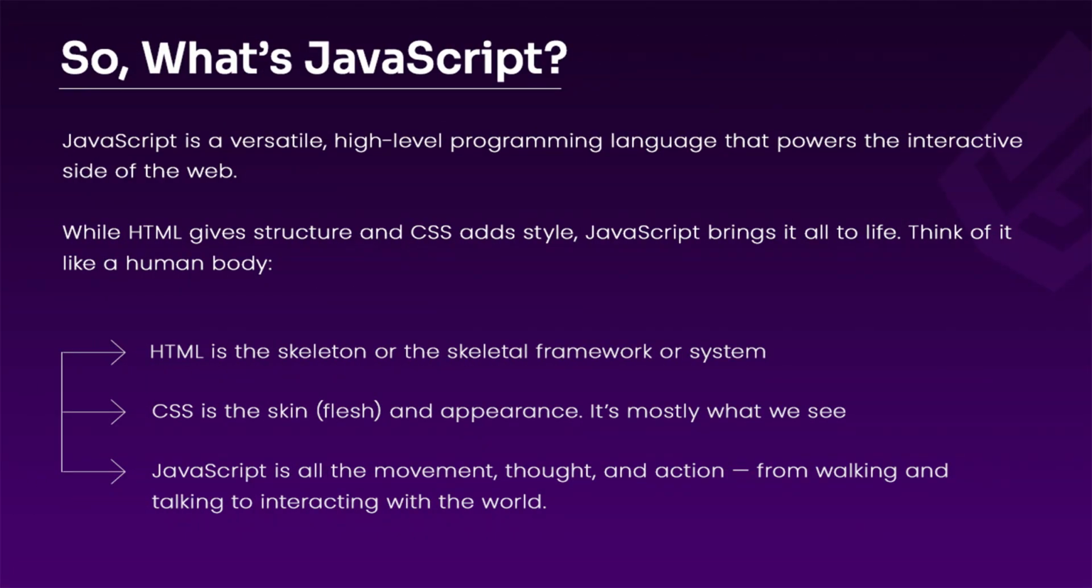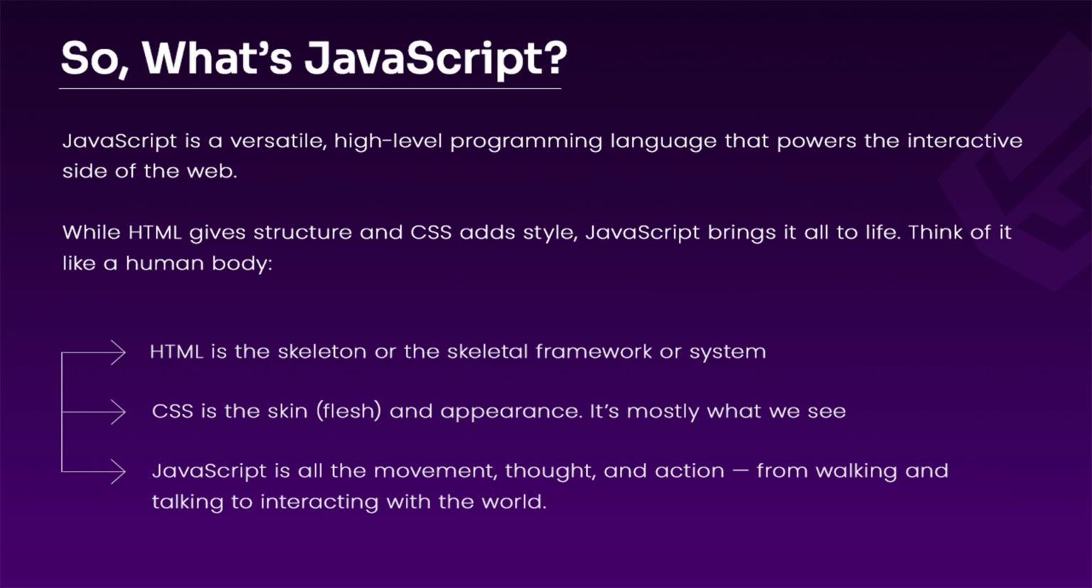Now, here we have it. The obvious question: what exactly is JavaScript? JavaScript is a versatile high-level programming language that powers the interactive side of the web. Well, this might seem confusing and complex, but what that means is this. When you go to an e-commerce website where you want to purchase an item, for example Jumia or Amazon, you select an item, you add that item to cart, and you are able to pay for it on that same website. All of this is possible because of JavaScript.